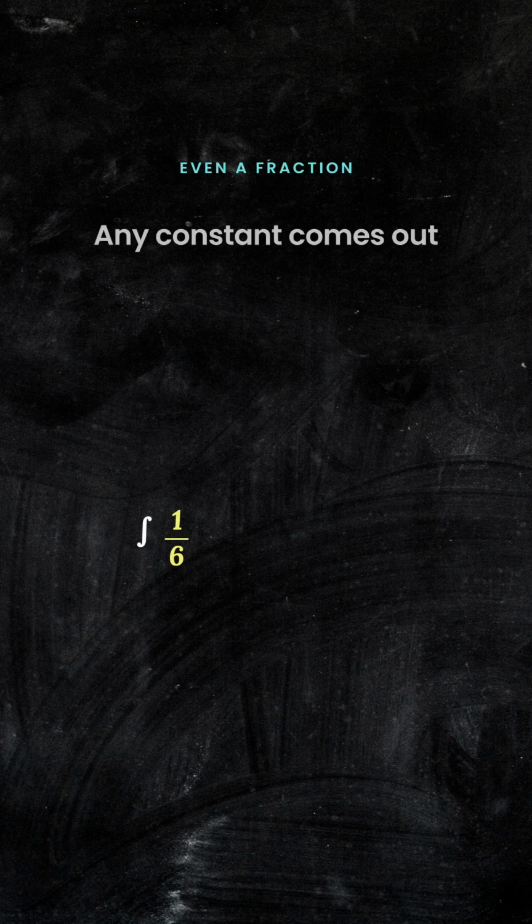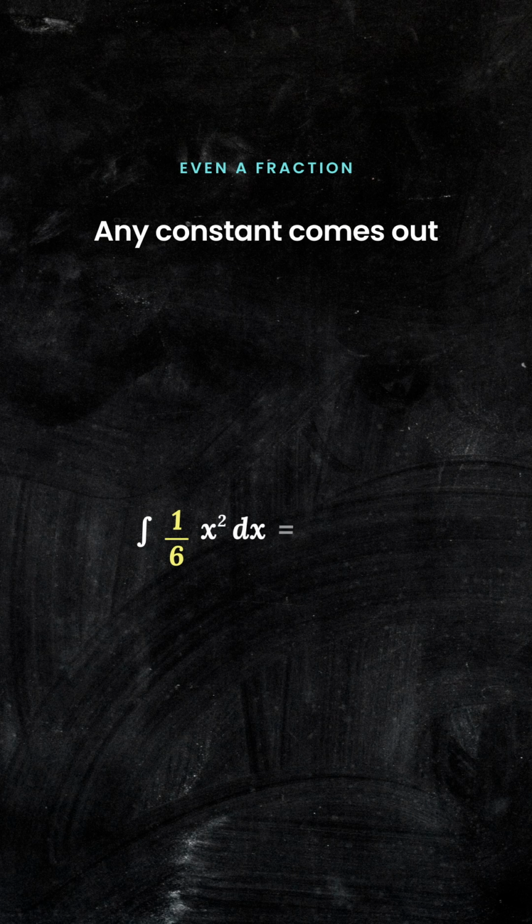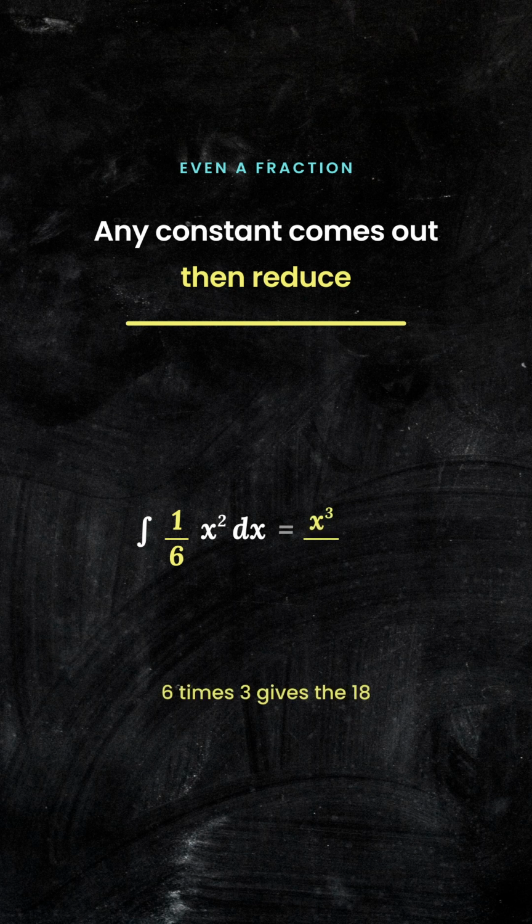Same thing here, if it's a fraction, we take it outside. Any constant number we can take outside the integral and integrate the x squared as is. Then if there's something we can reduce, we reduce, or here for example 6 times 3, we get a denominator of 18 and always plus the constant c.